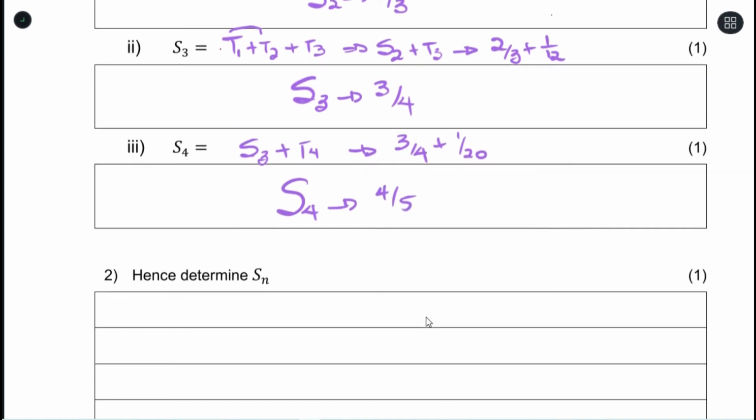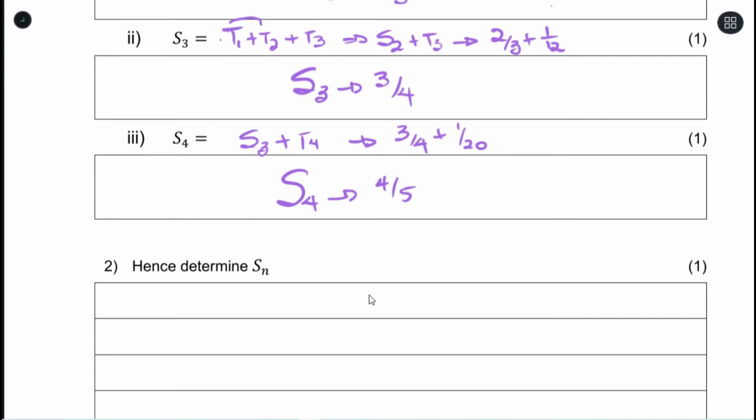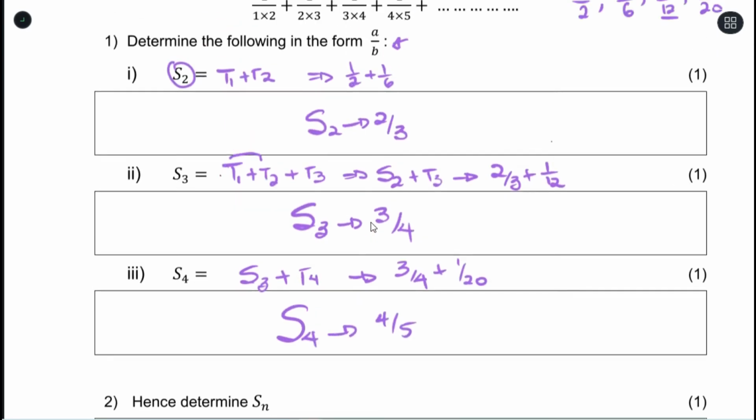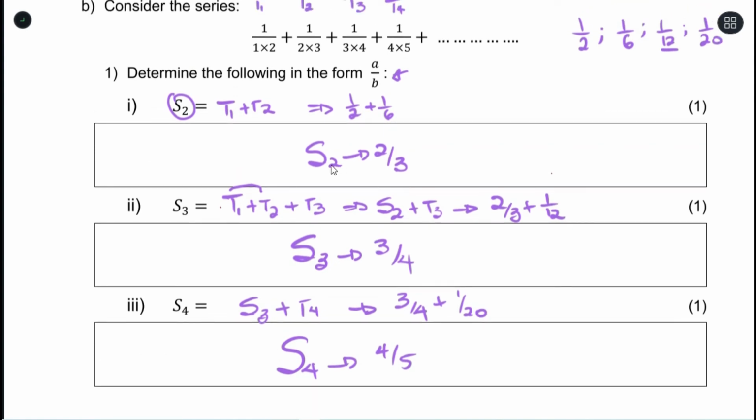Now, the question says hence. Hence means continue from the previous stuff that we've done. Determine Sn. Now, we will notice a particular trend in this question. For S2, you had 2 over 3. S3 was 3 over 4. S4 was 4 over 5. So we can see that the same value connected to your S is always the numerator. As you see, 3 here, 3 is the numerator there. You have 4 there, 4 is the numerator over there. And the denominator is the numerator plus 1.